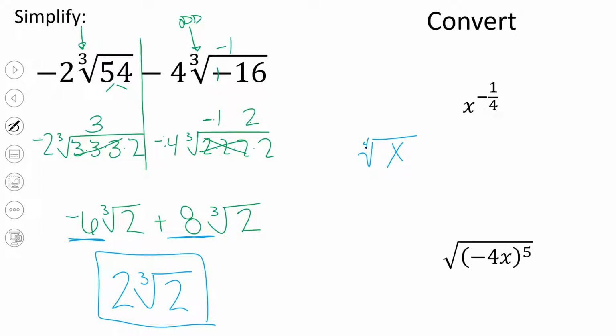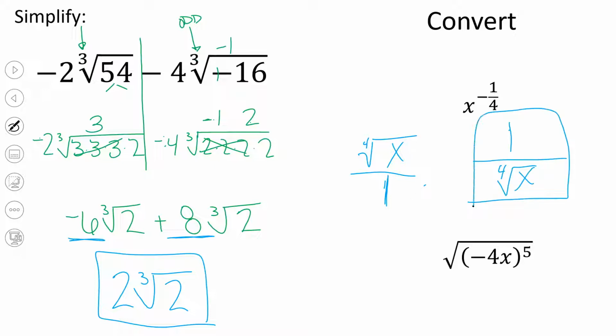So remember, this is my fraction right now. And since it's negative, this whole thing has to flip. So it's really going to say 1 over the 4th root of x. That would be my answer because of the negative exponent. I promise you're going to have to know that. Okay? So the negative exponent tells me I'm going to have a big fraction for my answer.